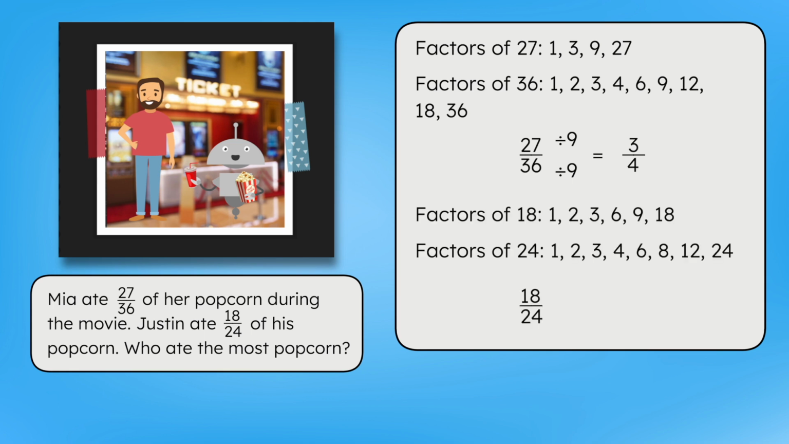For 18/24, the greatest common factor is 6. Divide both the numerator and denominator by 6. 18 divided by 6 is 3, and 24 divided by 6 is 4. So 18/24 simplifies to 3/4.